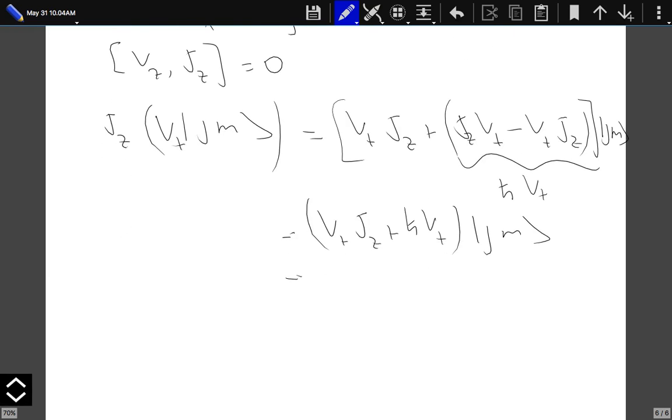So this is equal to V plus Jz plus h bar V plus acting on J and m. Well, I know how Jz acts. This is nothing but h bar times m plus 1 acting on V plus J m. So Jz acting on V plus J m has an eigenvalue which has m increased by 1. So this new ket that I obtained by acting on a ket with eigenvalue m is still an eigenket of Jz, with eigenvalue m plus 1.